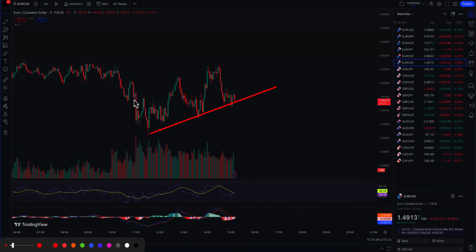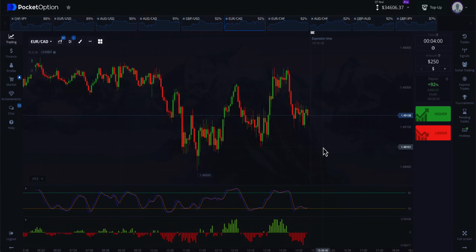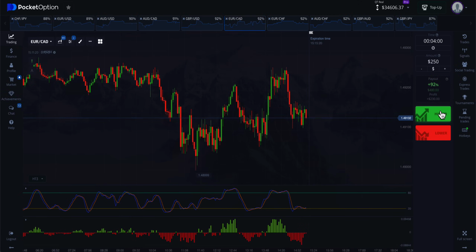The first pair is euro to Canadian dollar, and here we can see an uptrend. Now the price is in the support zone and I expect it to reverse on the upward movement. That is, we apply the trend strategy here. And let's go to the broker to open a deal. I have set the expiry time at 4 minutes and the position size at $250.